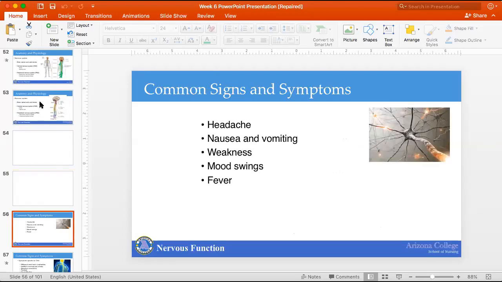Common signs and symptoms of dysfunctions: you're going to have headache, nausea, and vomiting, weakness, potentially have mood swings, and fever.